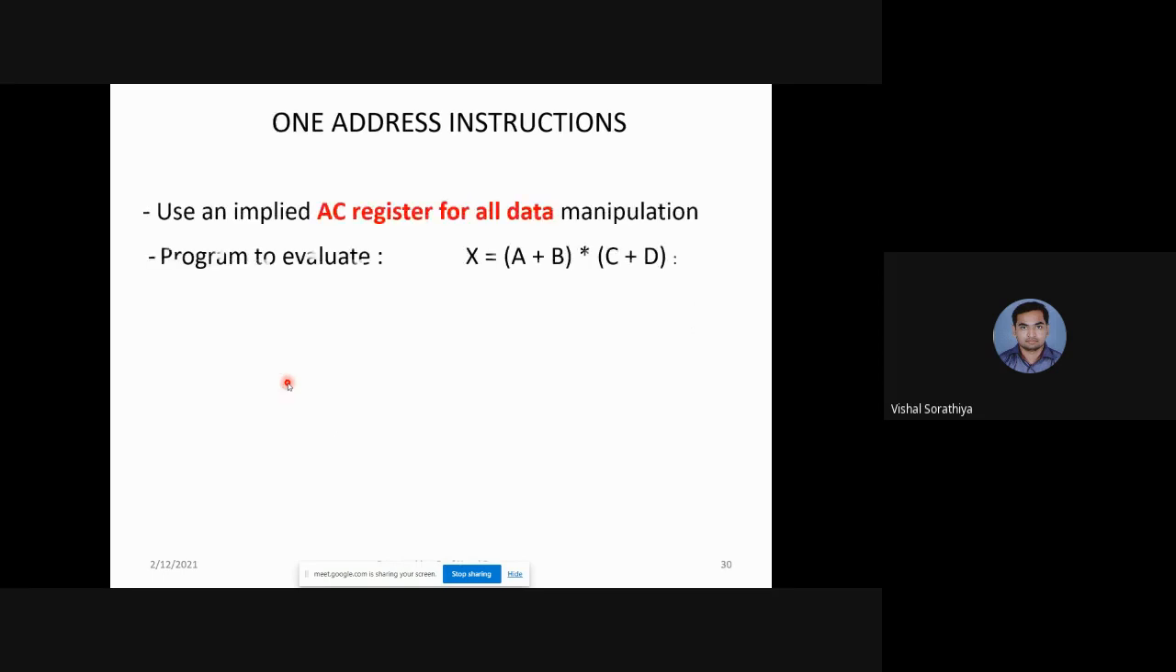A 1 address instruction format is done like this one: AC, the accumulator register, is used for all the data. So it will be like this one.